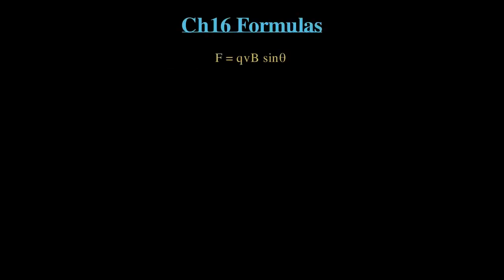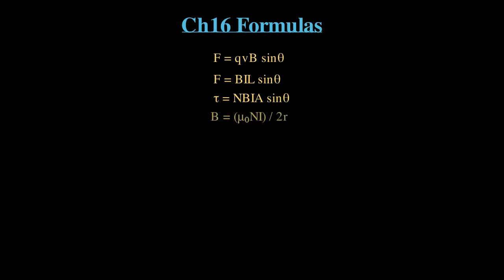Now for the essential formulas you must know. The Lorentz force on a charge is given by F equals qvB sine theta. The force on a straight conductor is very similar, F equals BIL sine theta. The torque on a rectangular coil with N turns is tau equals NBIA sine theta. From the Biot-Savart law, the magnetic field at the center of a circular coil is B equals mu naught NI divided by 2R. For a long straight conductor at a distance d, the field is B equals mu naught I divided by 2 pi d.